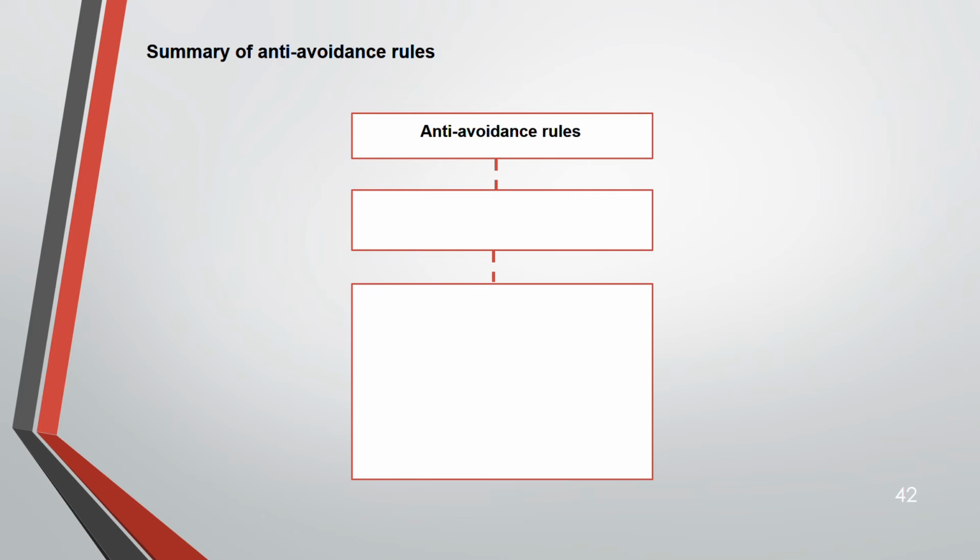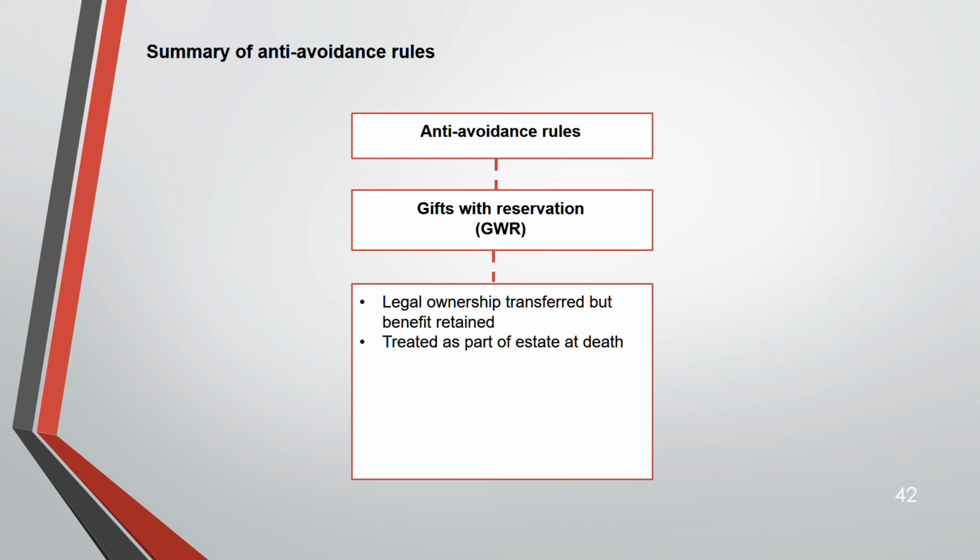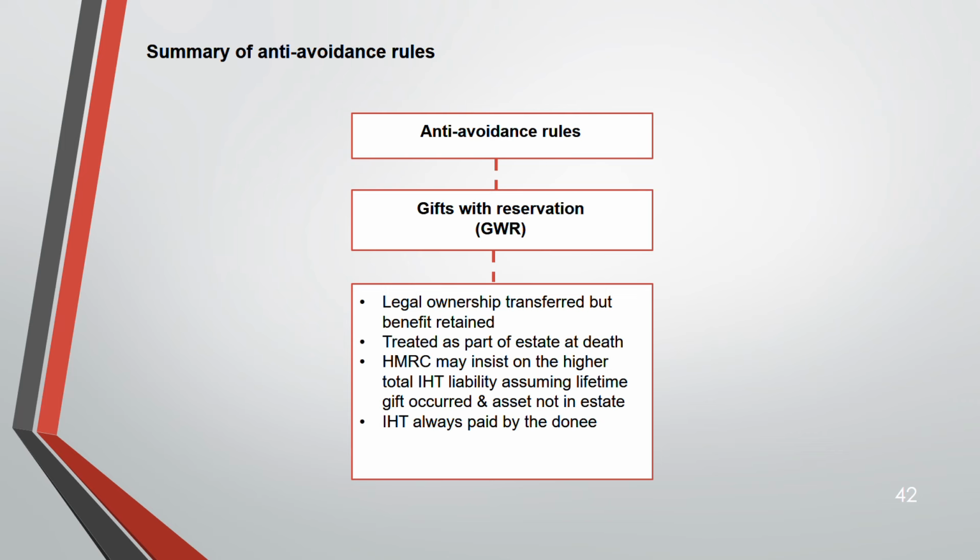That's it. Now, the summary of the anti-avoidance rule. Gift with reservation means legal ownership is transferred but the benefit is retained by the donor. It is treated as a part of the estate at death because it's still with the donor. The donor is benefiting. HMRC will insist on the higher total IHT payable, assuming a lifetime gift occurred and the estate not in the estate. IHT is always paid by the donee if it's a gift with reservation, and it can be avoided if the donor pays the market rate rent.